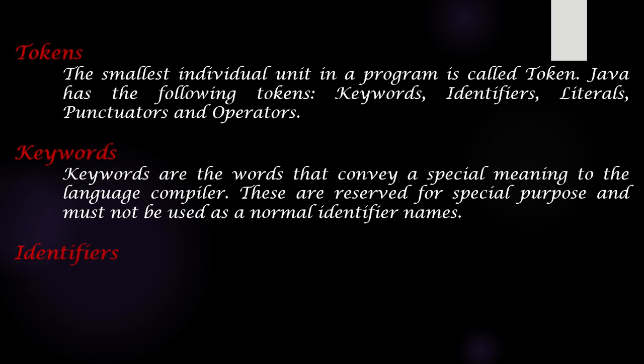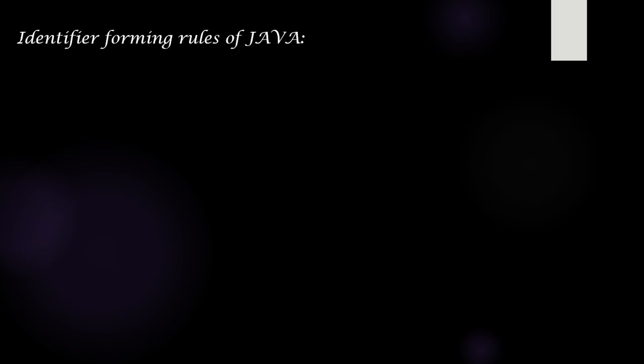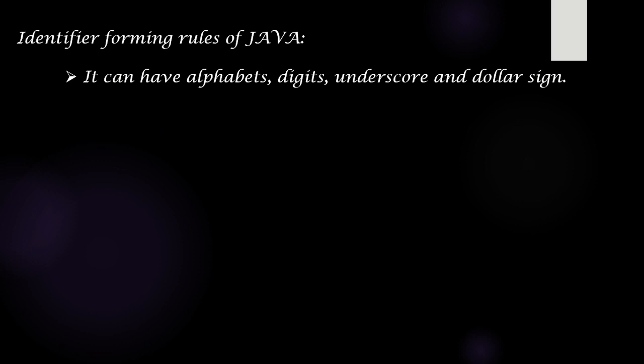Next is identifiers. What are identifiers? Identifiers are fundamental building blocks of a program that are often referred to as the names given to the variables, objects, classes, functions, etc. Next, let us consider some of the rules for forming identifiers.